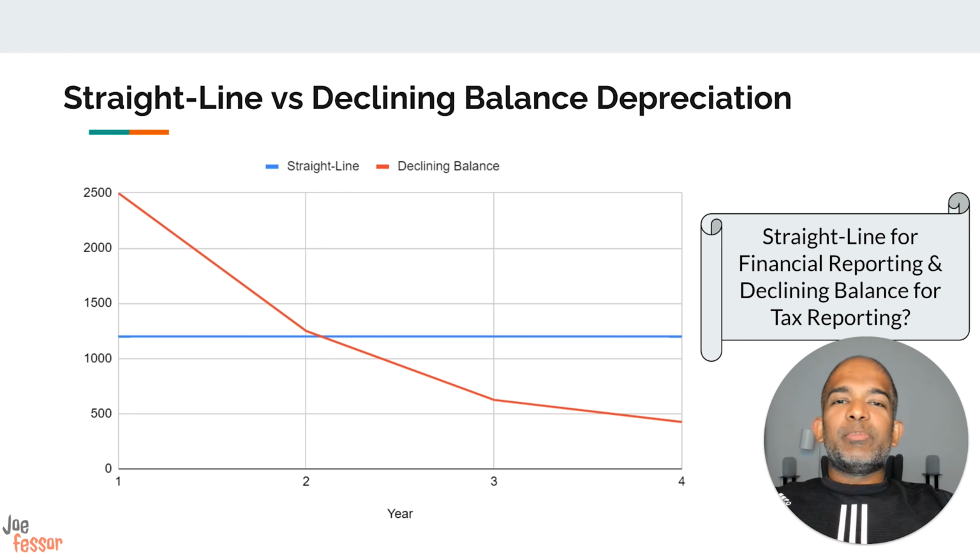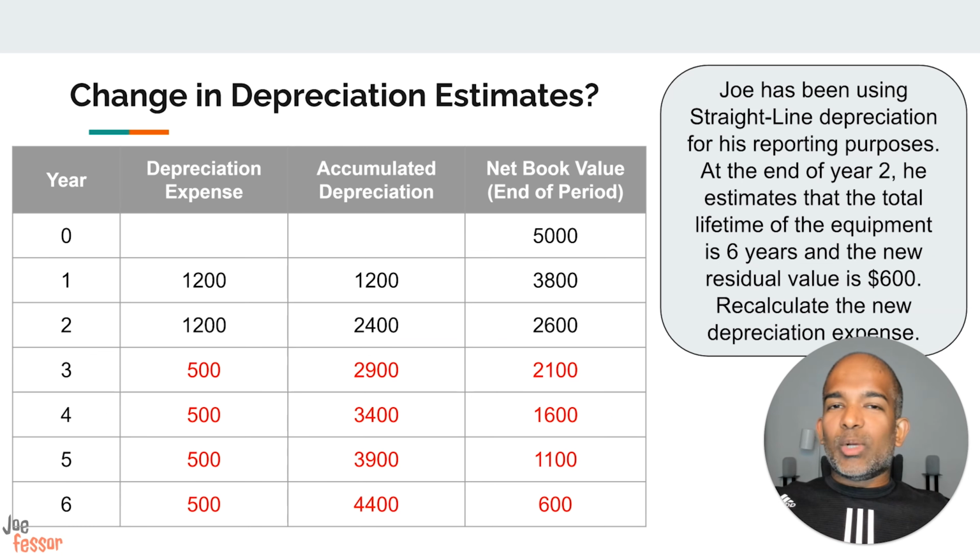Now let's look at some specific cases that might arise once you've started depreciating an asset. One situation that might arise is that there might be a change in the depreciation estimates you made at the beginning. It could either be a change in the lifetime of the asset or a change in the residual value of the asset. Let's look at an example on how to address these changes.